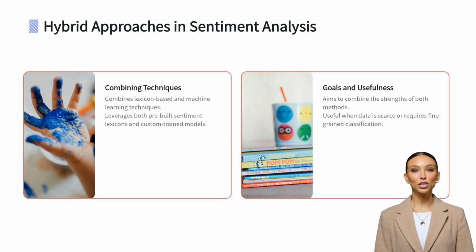For example, you might use a lexicon to assign initial sentiment scores to words and then use a machine learning model to understand the overall sentiment of the sentence in context. Hybrid models help bridge the gap between simple, interpretable approaches and more complex, data-hungry methods.